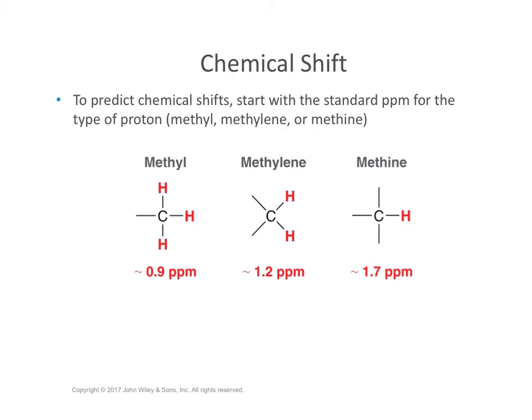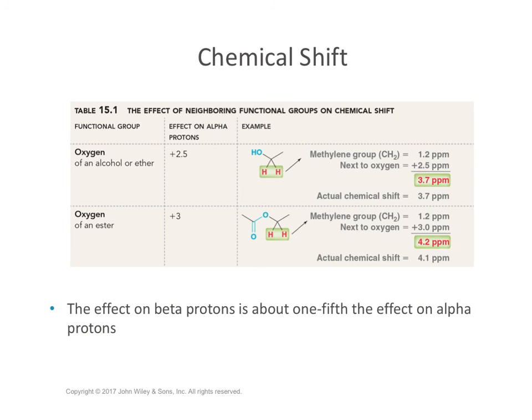To predict chemical shifts, you want to start with the standard ppm for the type of proton. The methyl proton has a standard ppm of 0.9. For methylene, which is just a CH2 group, it's 1.2. And for a methine, which is a carbon with just one H attached and 3 other bonds, it's 1.7. Then you can determine the effect of neighboring functional groups.